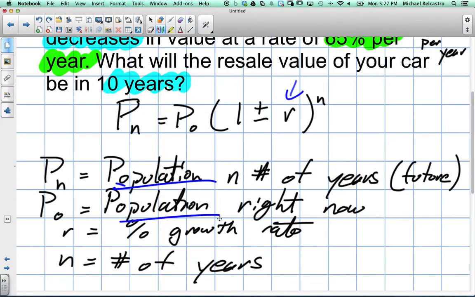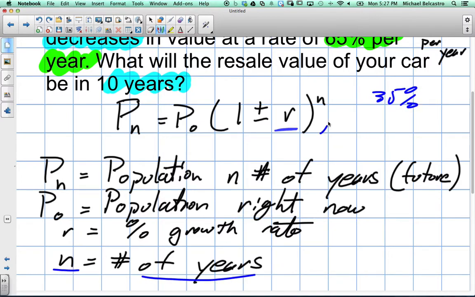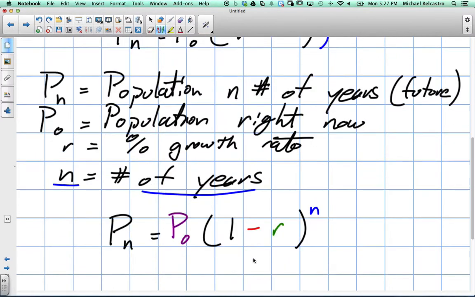This is written as populations, but it could be purchasing amount. It could be dollar amount. But the P_N stands for future amount. That's what's really important. P naught stands for the amount right now. R is the growth or decay rate, which we didn't quite talk about. It's technically 35% is the decay rate in this question. And N is the number of years, which is up here. So we're going to plug this in. We've kind of color-coded stuff.